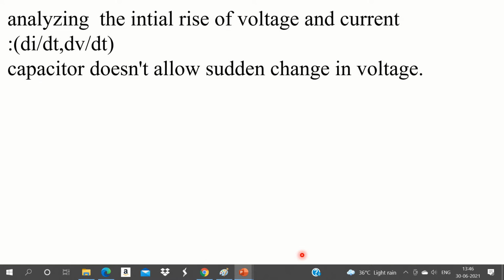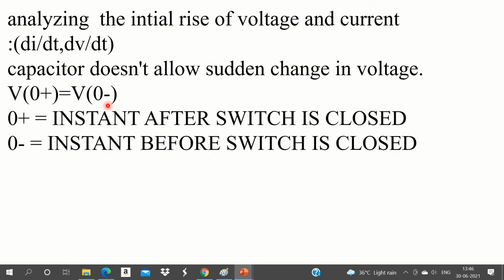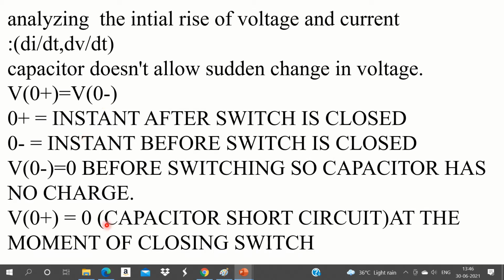A capacitor has the property that it doesn't allow a sudden change in voltage. Suppose the capacitor is at 0 volts and you suddenly apply the voltage, it will still be at 0 volts. It doesn't change its state suddenly. So V of 0 plus is equal to V of 0 minus. 0 plus means after the switch is closed, and 0 minus means before the switch is closed. So V of 0 plus is equal to 0. That means the voltage across the capacitor is 0, meaning the capacitor acts as a short circuit at the moment of closing the switch.